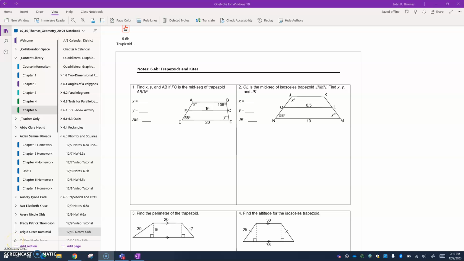Okay, so today we're going to take a look at the second half of 6.6, which is going to wrap up trapezoids for us and move into kites. So we've got 4 problems here to start.